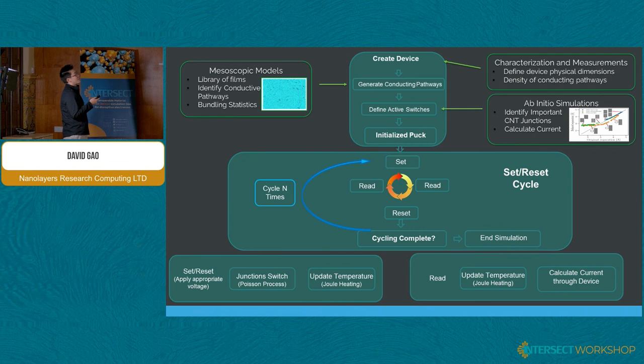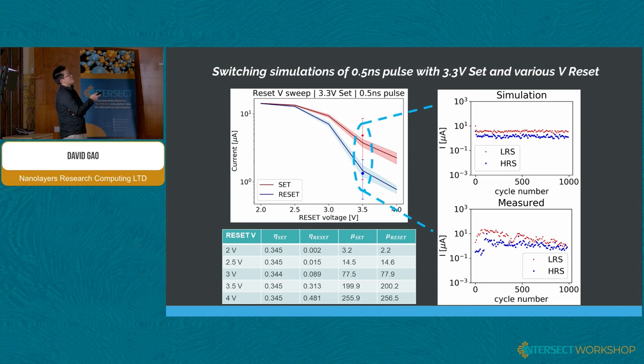Then, of course, we identify the important junctions, the ones that we think are switchable, and we can calculate current. Then we run it through this set, read, reset, read cycle as many times as we want. We update the temperature during set and reset, and read is just calculating the current through the device. So it's pretty straightforward, and pretty basic compared to a lot of the more advanced codes we've got now. But it includes all of the mesoscopic data, all of the junction current data, and everything we've learned from both ab initio and mesoscopic simulations, as well as their characterization.